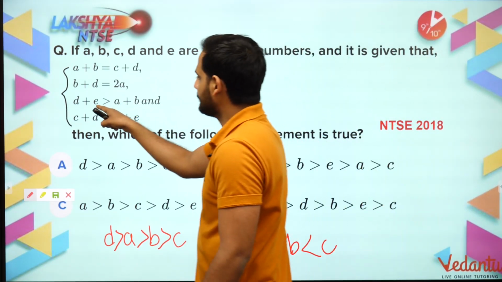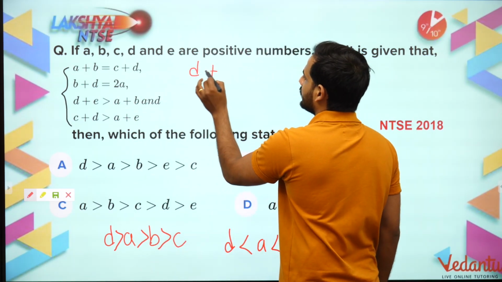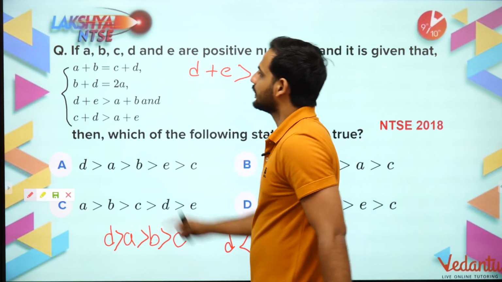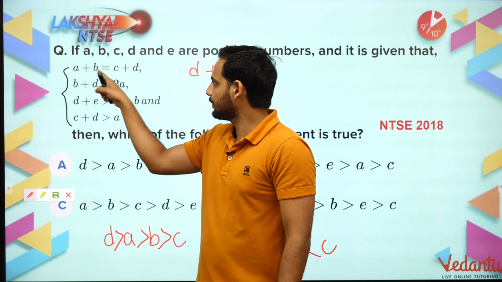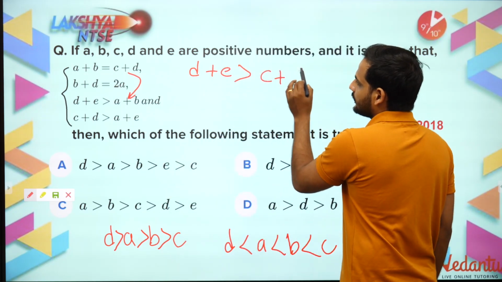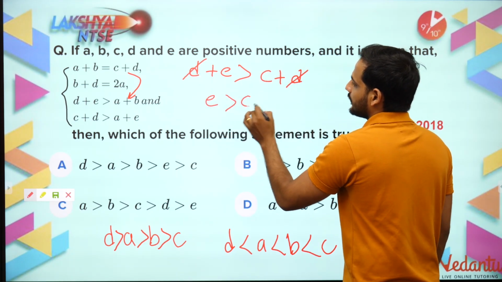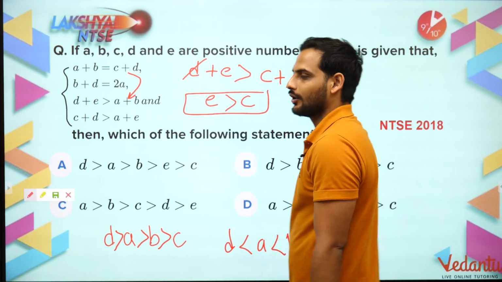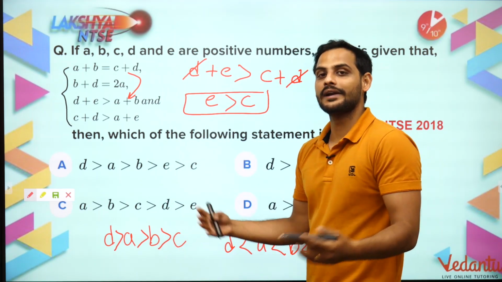They are saying D plus E is greater than A plus B. So D plus E is greater than A plus B. A plus B is also equal to C plus D. Correct? So in place of A plus B, can I write C plus D? Yes sir, you can write. So I will write C plus D. Now D and D will get cancelled. You will get E is greater than C. First thing you have got: E is greater than C. First result. This now will unfold everything.